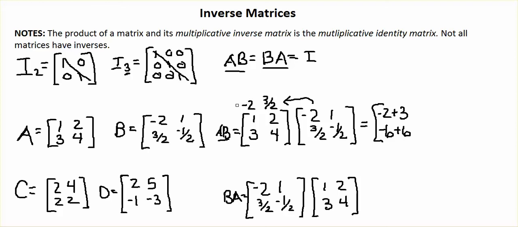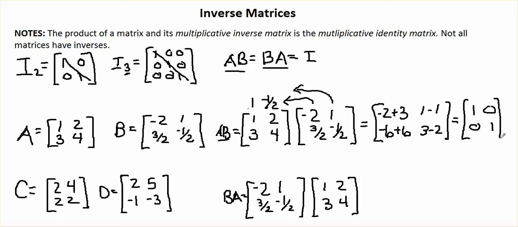Now we'll need to bring out our second column and lay that on top. So we'll lay 1 and -1/2 on top and multiply. 1 times 1 is 1. -1/2 times 2 is a -1. 1 times 3 is 3. -1/2 times 4 is a -2. So when we simplify this matrix, we get 1, 0, 0, 1, which so far checks out. So far, B is the inverse of matrix A, but let's make sure that matrix A is the inverse of matrix B. Then we can say they are inverses.